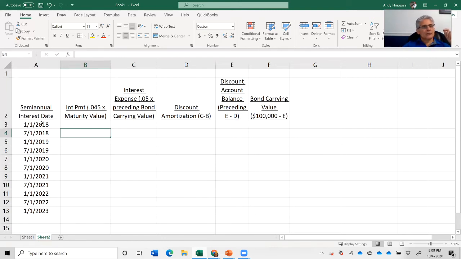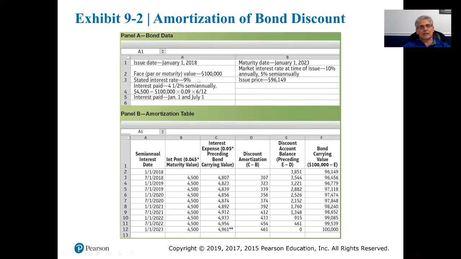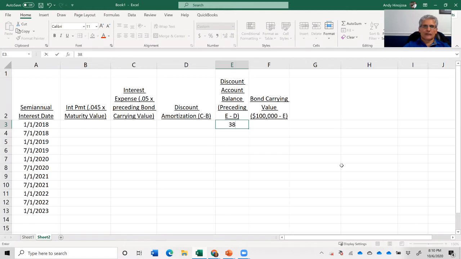The issuance was on January 1st, 2018, and the final payment date will be on 1/1/2023. We first start off with computing the discount and the bond carrying value. We can go back to the description here. It tells us that the face value or the par value was 100,000, but we sold it at 96,149. So the discount is the difference between the two. That discount is 3,851. So 3,851 will be here. And the way we compute the bond carrying value is we take $100,000 minus column E, the discount.